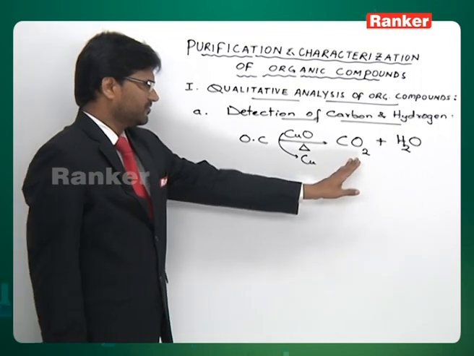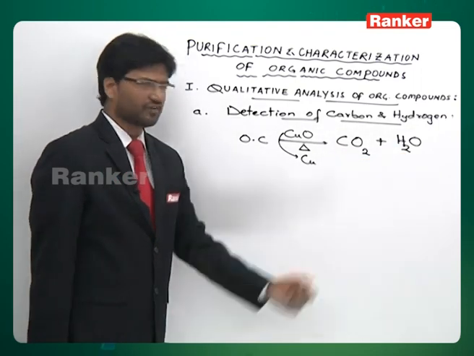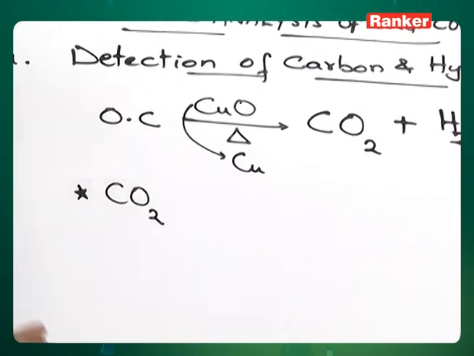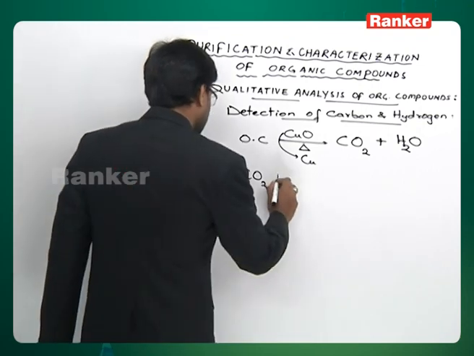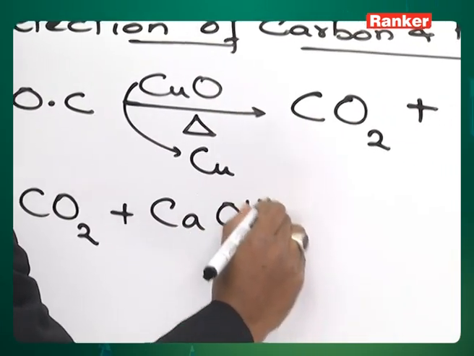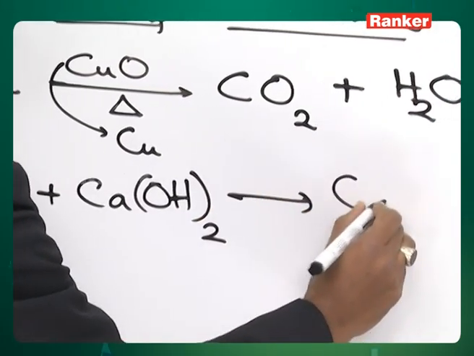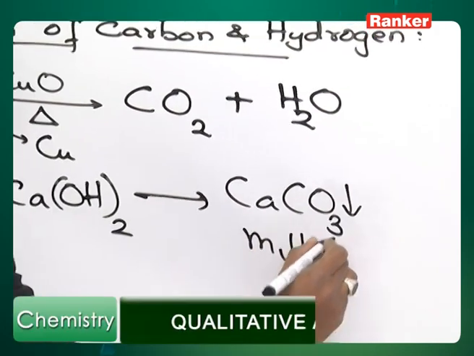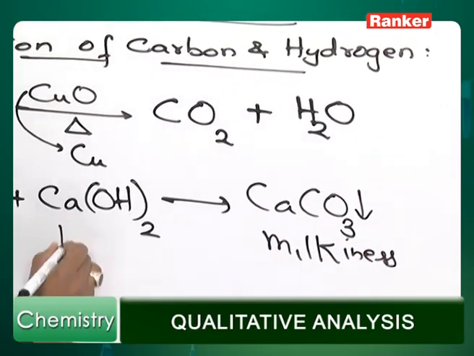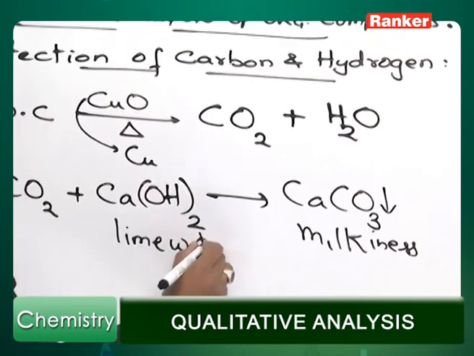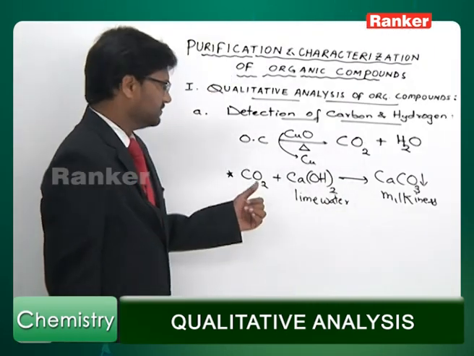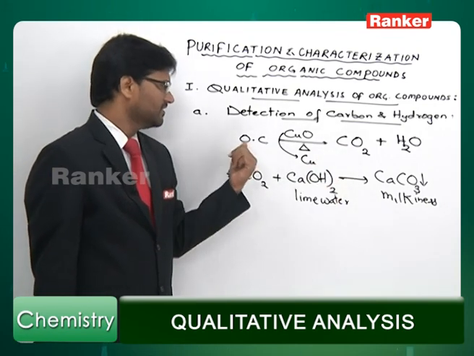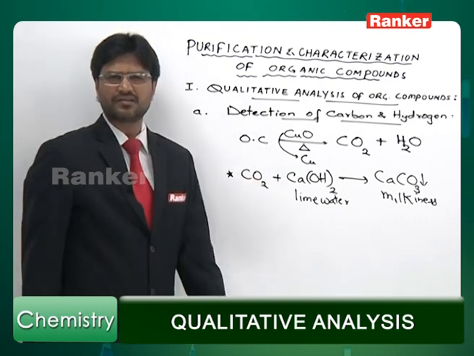Now it's a matter of detecting these two substances which are formed in the reaction. You know very well, CO2 is detected by using lime water. CO2, carbon dioxide, turns lime water milky. The milkiness is due to formation of CaCO3. This is responsible for milkiness. This is your lime water. So this reaction indicates that carbon dioxide is formed in the reaction, and this in turn tells you that the original organic compound contained carbon.